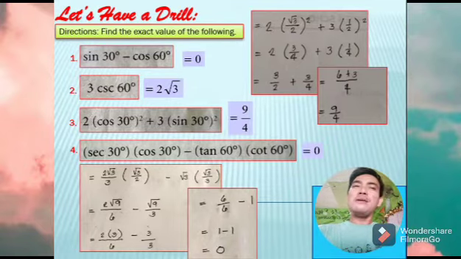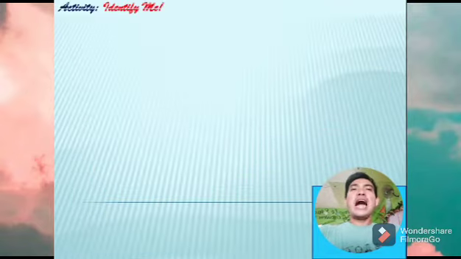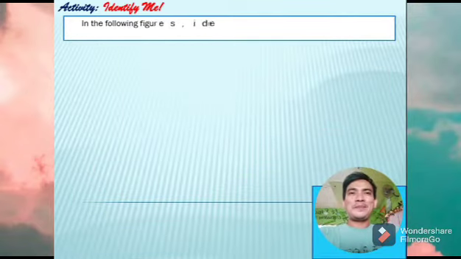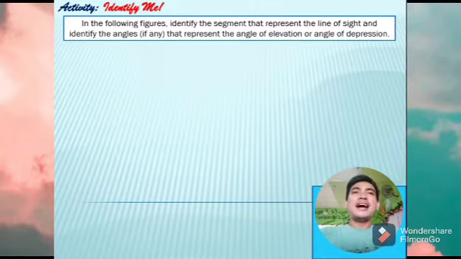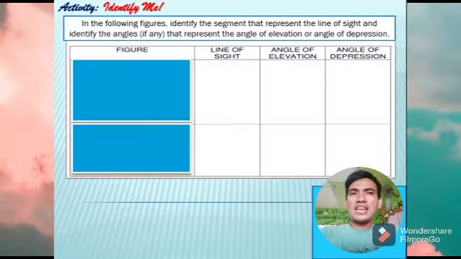Now let's proceed to our activity. Identify me. How is it done? In the following figures, let us identify the segment that represents the line of sight, and identify the angles, if there are any, that represent the angle of elevation or angle of depression. Let's find out. We have here the first figure.